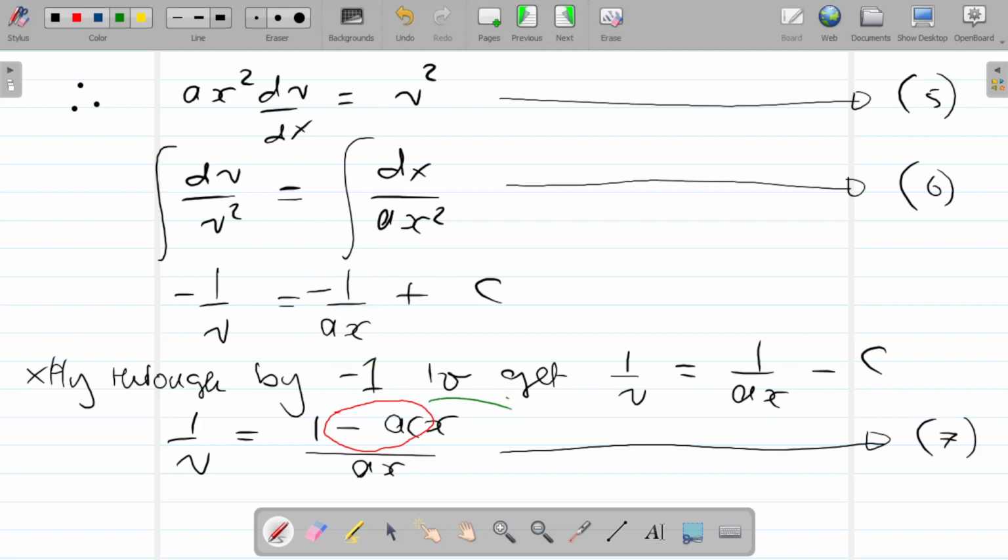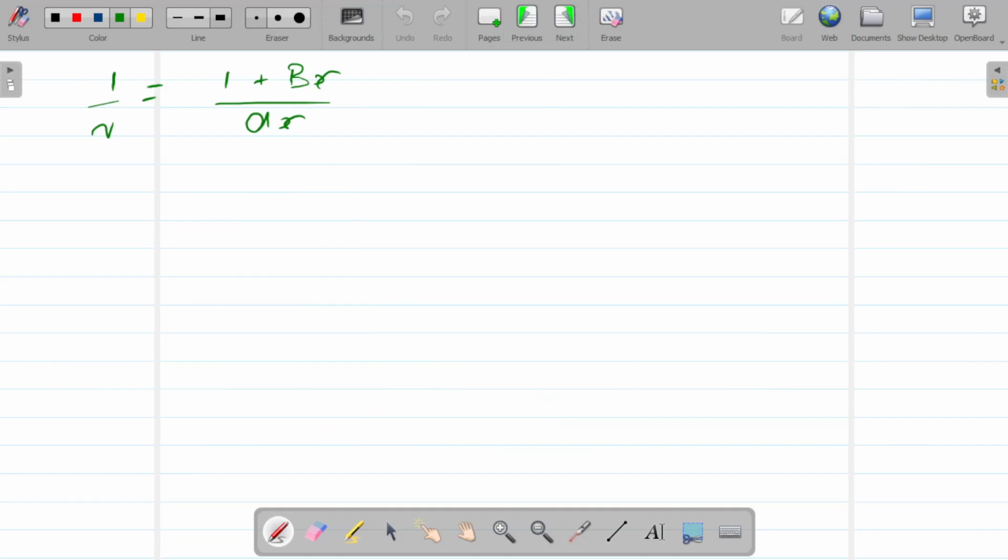We've replaced this with the constant b to get this. And if I just go back to black, what we can do now is invert both sides of this equation. So therefore, v is equal to ax over 1 plus bx, right? What we've done there is multiply both sides by v, multiply both sides by ax, and divide both sides by 1 plus bx to get this.